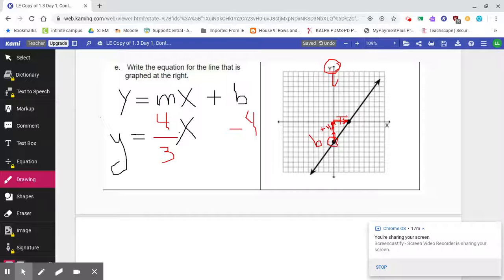Great job, class. Now try that worksheet for me. There's a few problems for you to identify the slope, identify the y-intercept, and graph. And there's a few problems where you have to go backwards. The line is already there. Identify what that m is, that slope, and that b is, the y-intercept, and you should be all set. Thank you so much.